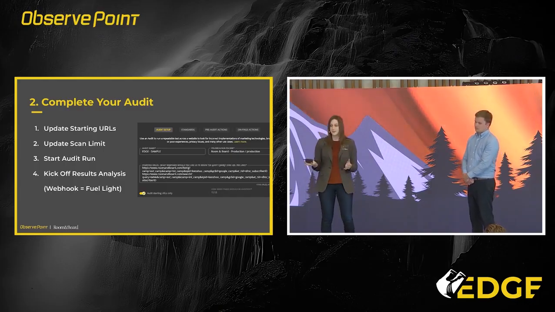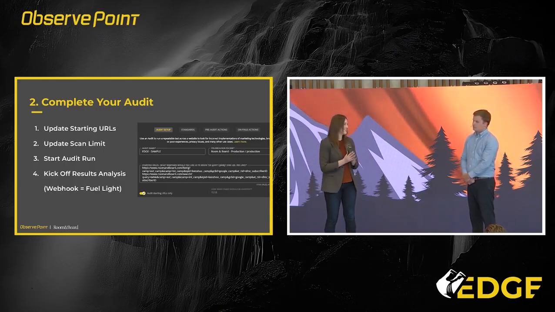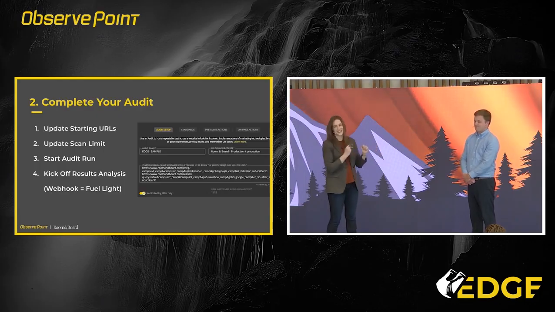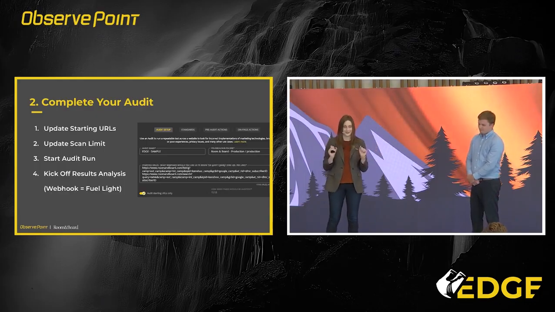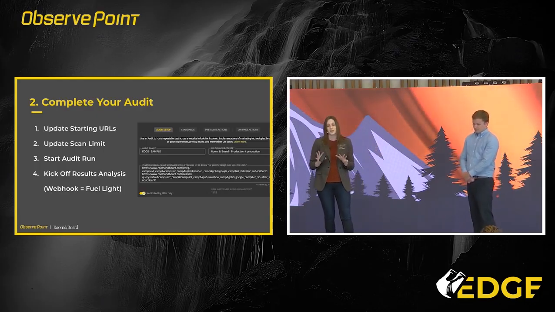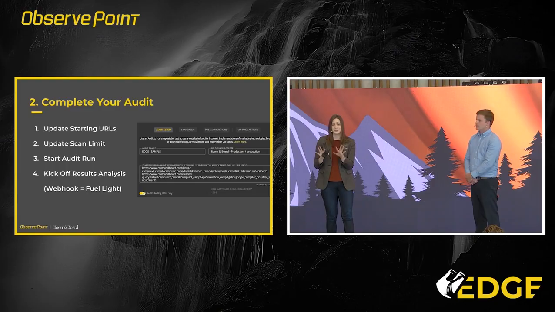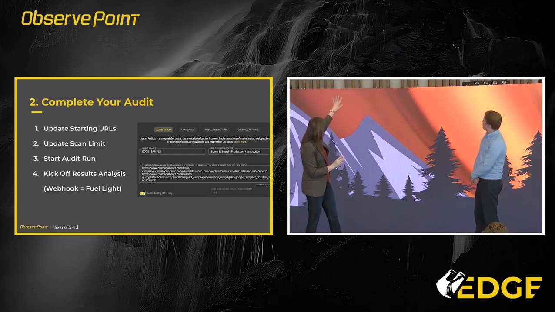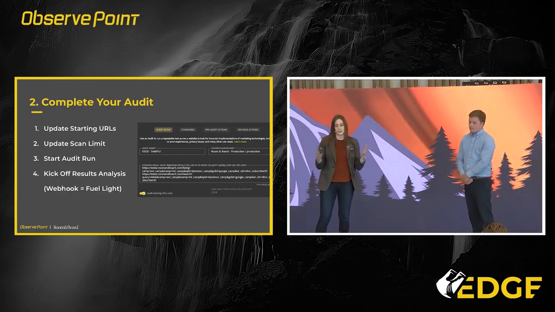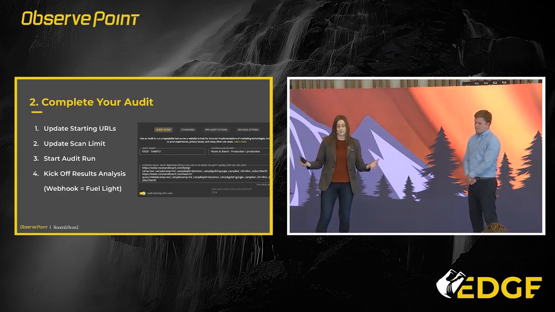Our next step is to complete your audit. This cannot be accomplished without our friends at ObservePoint, so thank you to them. What you're going to do, all of this can be done via an API, is take your list of links, however you got them, and update your starting URLs. If you're not familiar, it's that giant box right there that tells you all of the places that you want to scan or where you're going to start from.